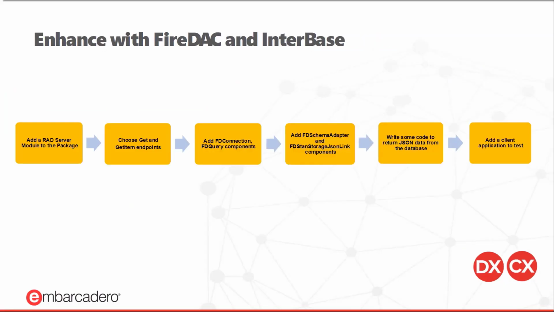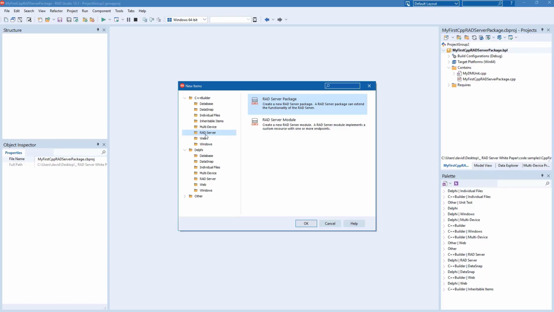Now, to enhance our RAD Server package file, we can also add another RAD Server module to the package, choose some endpoints, drop some database access components down, write a little code to return some JSON data from a database query, and then test the application. You could always add to an existing package file a new server module.